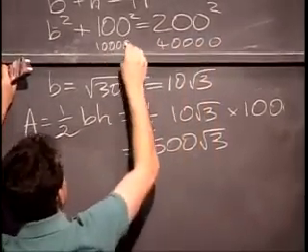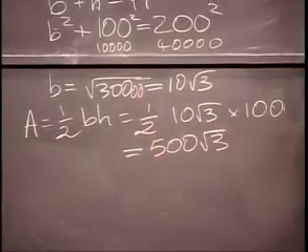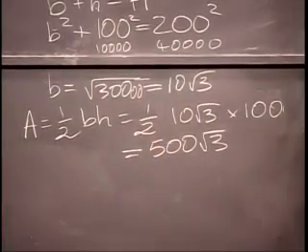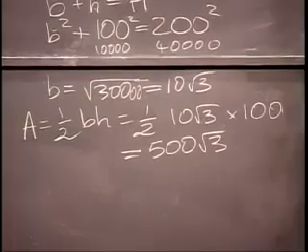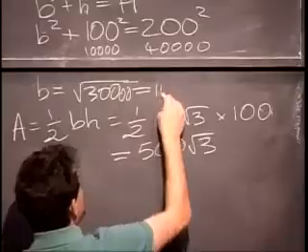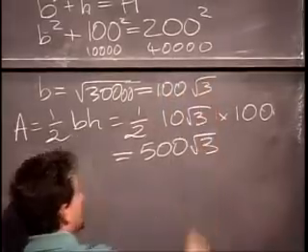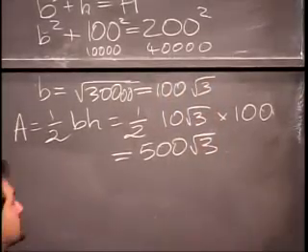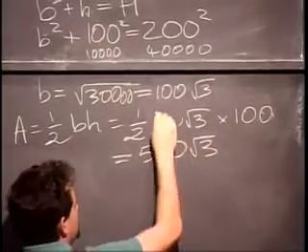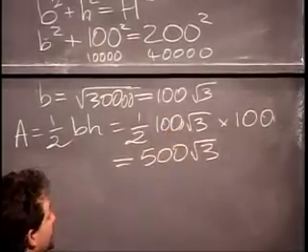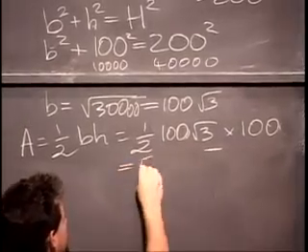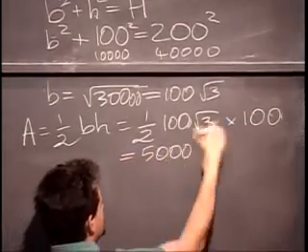100 squared is 10,000. So B squared is 30,000, not 300 as I said. My apologies. And so that is 100 root 3. So you see, I wanted to write that extra 0 there. I really should have written it here. And so the area works out to be 5,000 root 3.